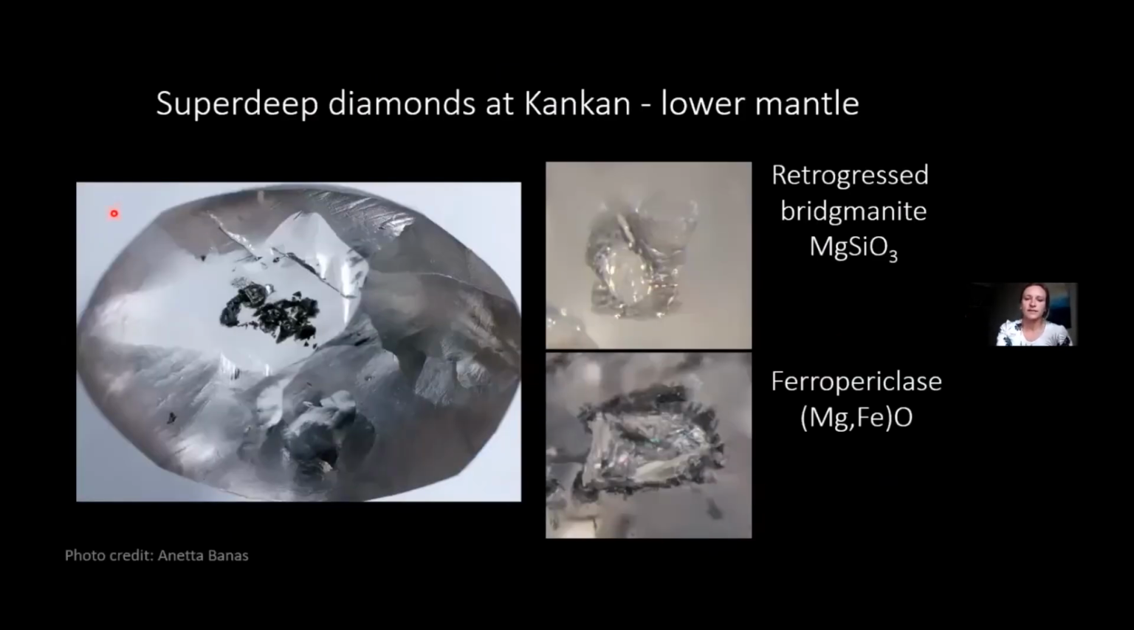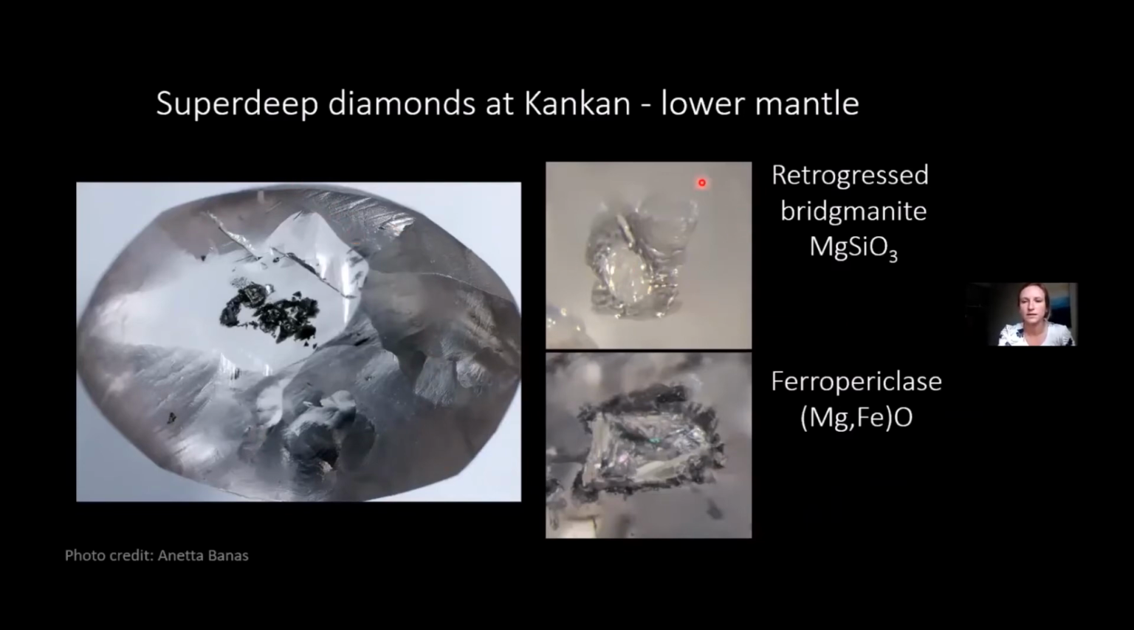And as I promised, there is another type of superdeep diamond that you can find at Kankan. In particular, these appear to be derived from the lower mantle. What you see when you look at these diamonds are very unique diamond shapes that are extremely resorbed, such that you can't see the initial shape of the diamond, which was likely an octahedron or dodecahedron, and instead has these very rounded edges.